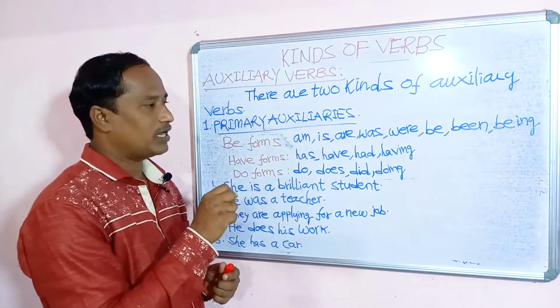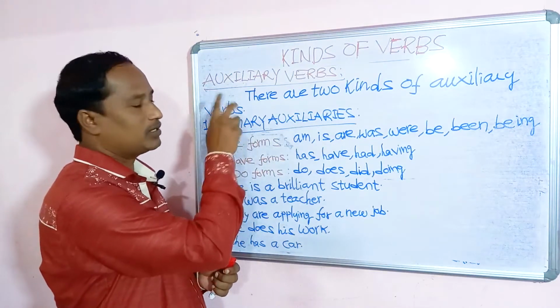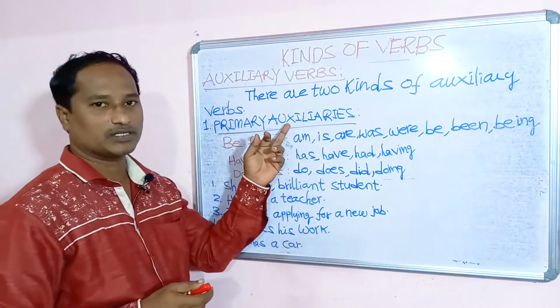The main verb is responsible for the action in the sentence. So that is everything we have to know about these auxiliary verbs. Now let me explain primary auxiliaries.